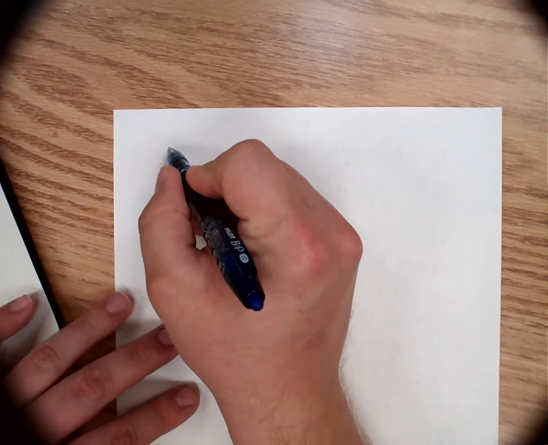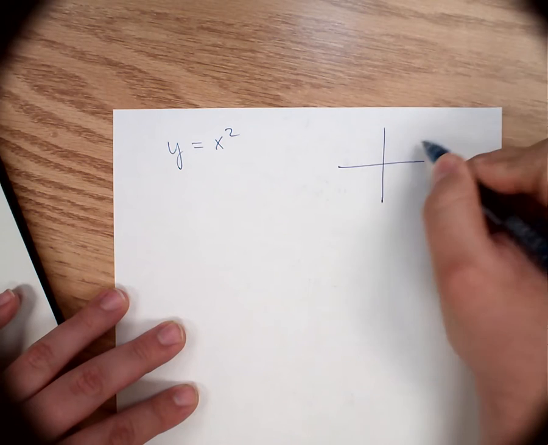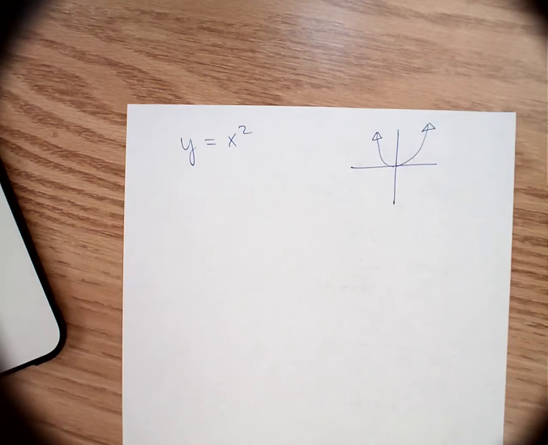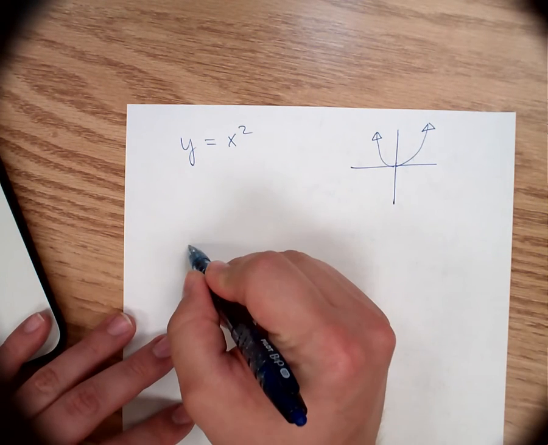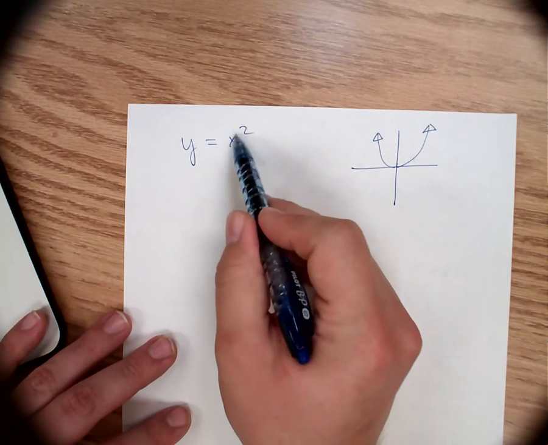And this was with transformations. So you had a parent function, which was y equals x squared, and that looks like your upwards facing parabola, an upwards facing u. We had a bunch of different cases, and the first one was changing the value in front.